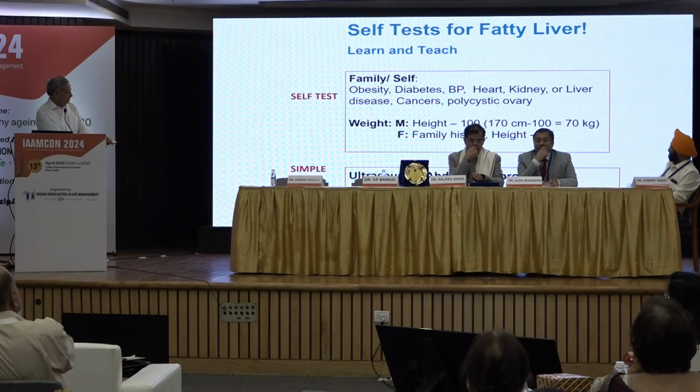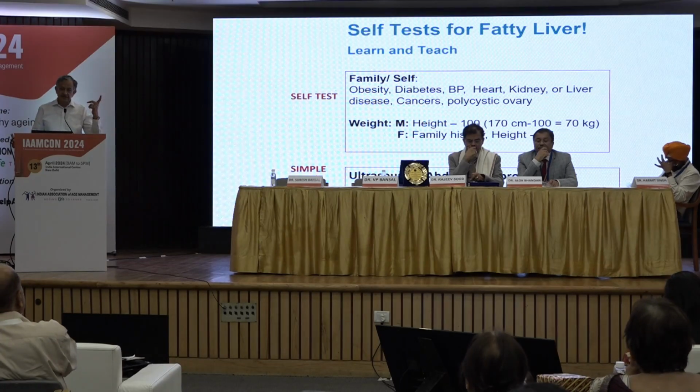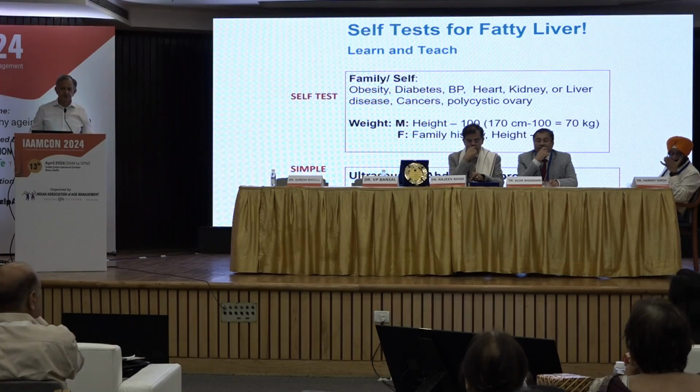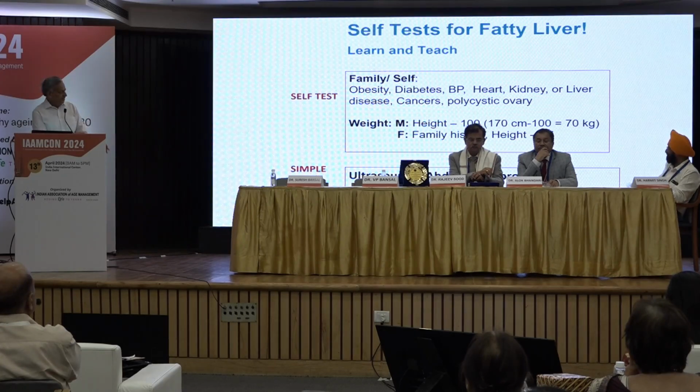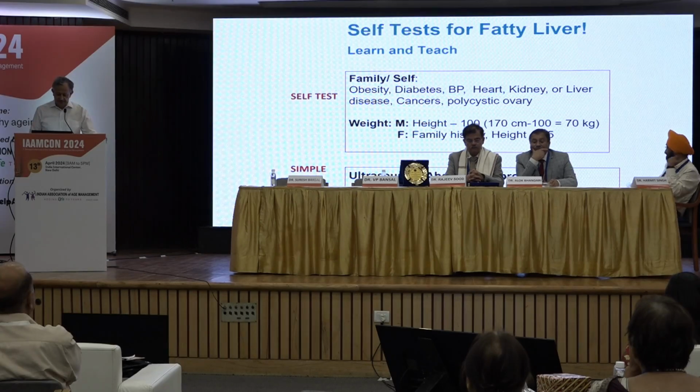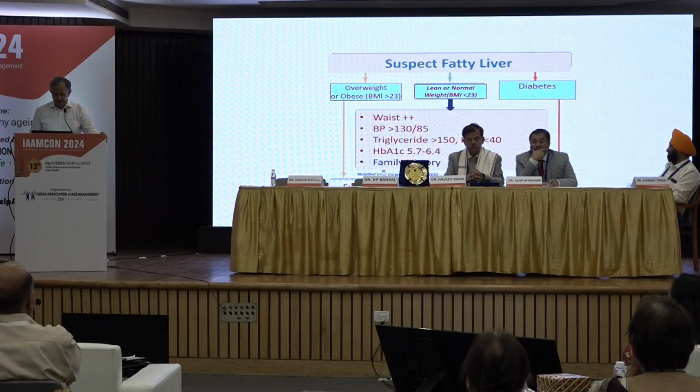For a female, it should be 105, or if there is a family history, then it should be another 5 reduction. So a female with parents having diabetes, a height of 170 should be 60 kilogram. Then you can also find out if your SGPT is high, if your lipids are high, if your sugar is high, and of course ultrasound will pick up in 30% and fibroscan another.